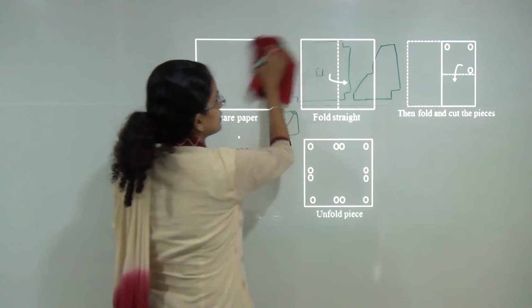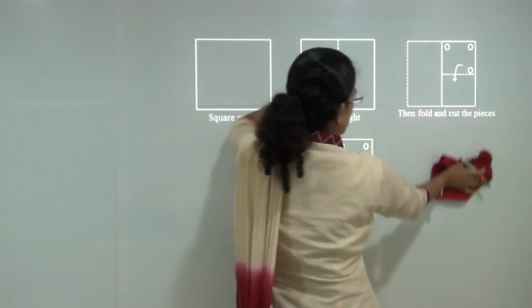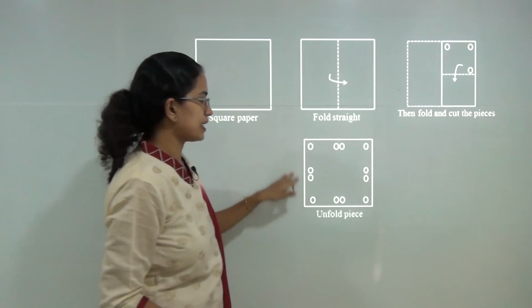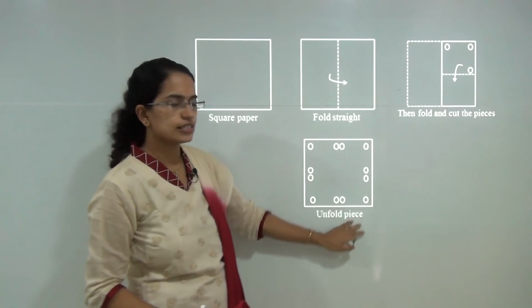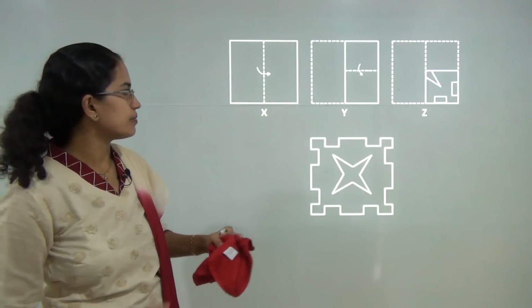So you have the 3 holes that we did towards the side, and these 3 holes were replicated towards the margin. So you had this shape that was formed. Now let's do some example.